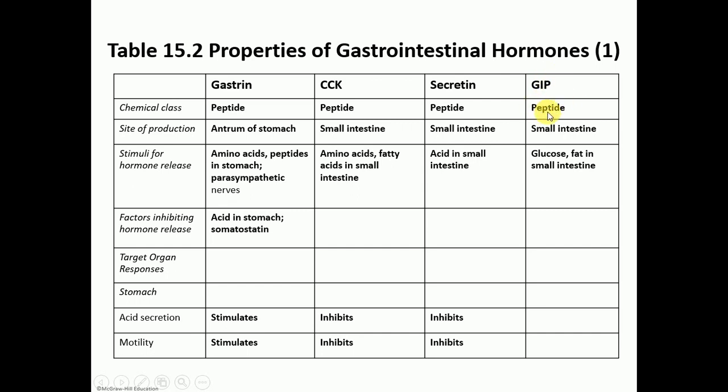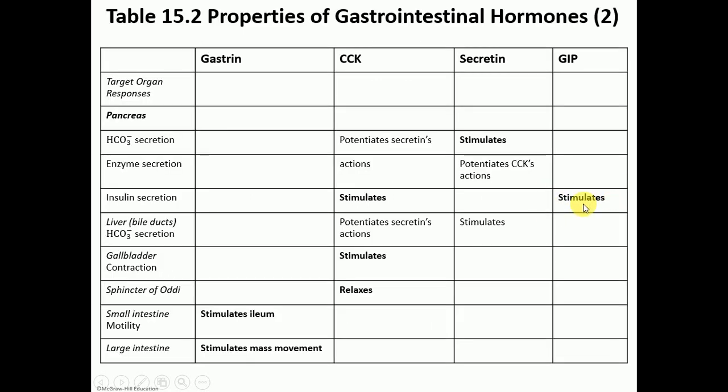Your GIP hormone is the last of the peptide hormones that come out of the small intestine. The stimulus for release of GIP is glucose and fat in the small intestine, and it will stimulate the release of insulin from the pancreas.